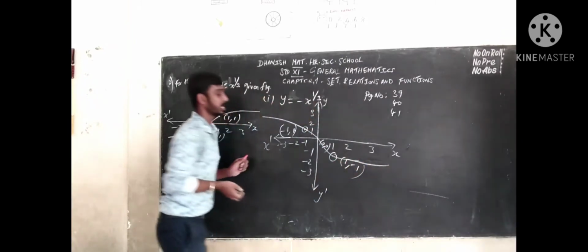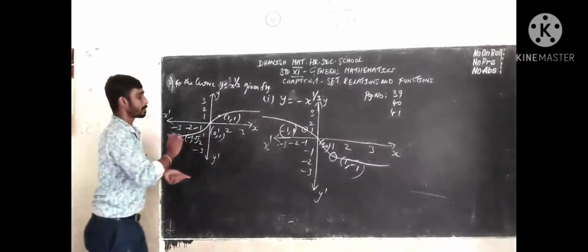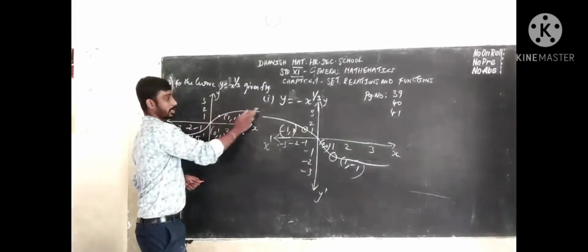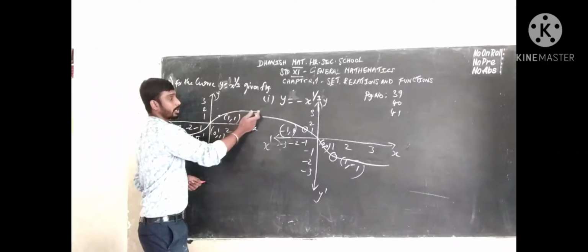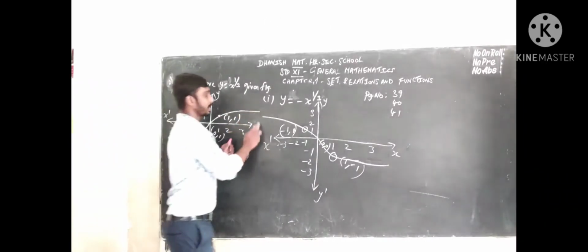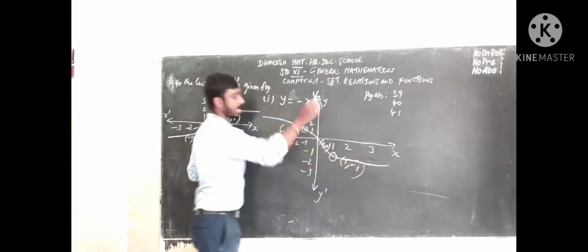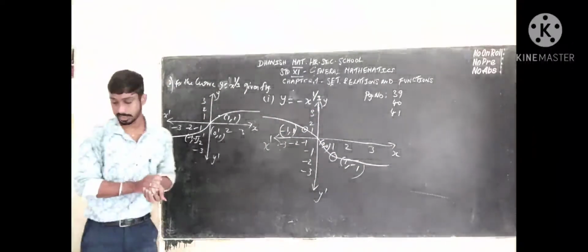It looks like a reflection, because this curve looks like this one. It goes to the third quadrant and to the first quadrant earlier, and here we are going to the second quadrant and to the fourth quadrant. So it looks like a reflection. Now we will write the condition like this.